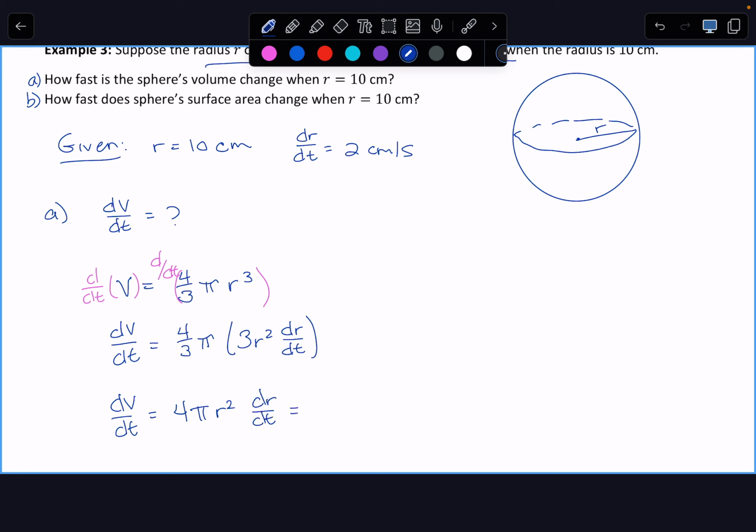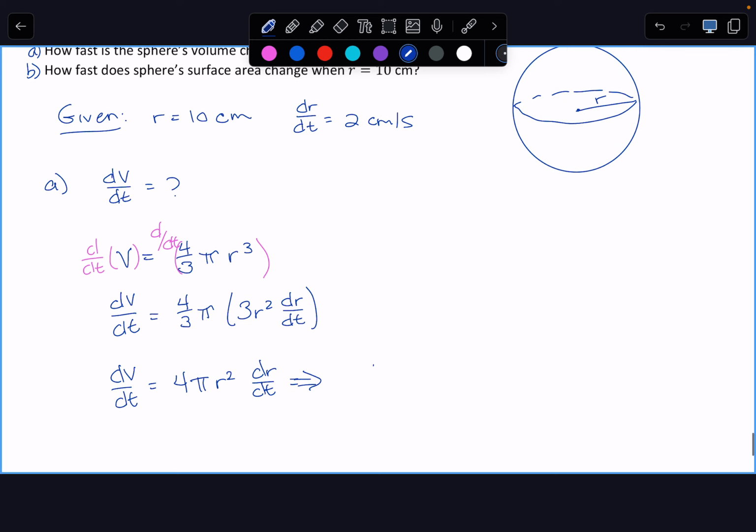At this point, I have everything I need to find my change in volume, right? So I'm going to come over this way. I'm going to say that dV/dt is going to be equal to 4 pi times my 10 squared times a 2. That's going to give me 800 pi.